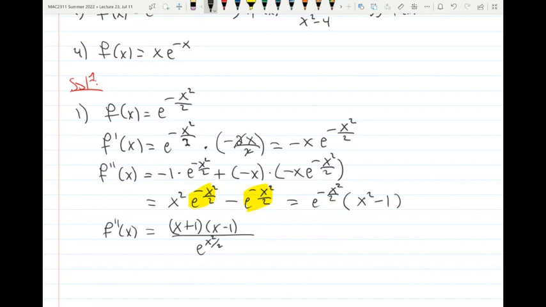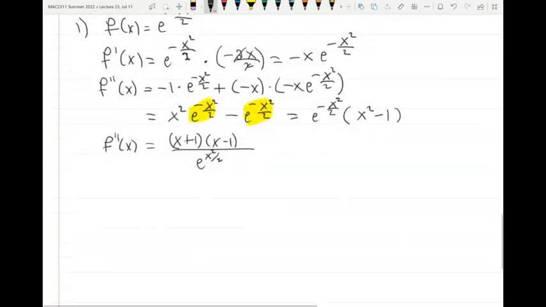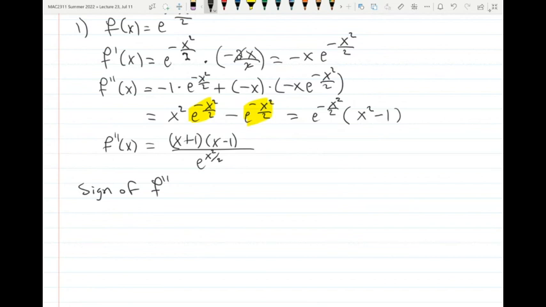Okay? But now we want to analyze the sign, right? The sign of f double prime at this point is exactly the same thing as what we were doing before. We need to find zeros and values that make it undefined. So what are the zeros?